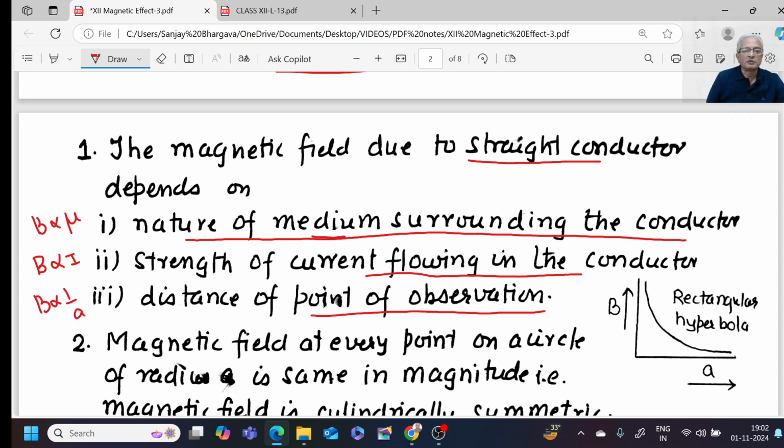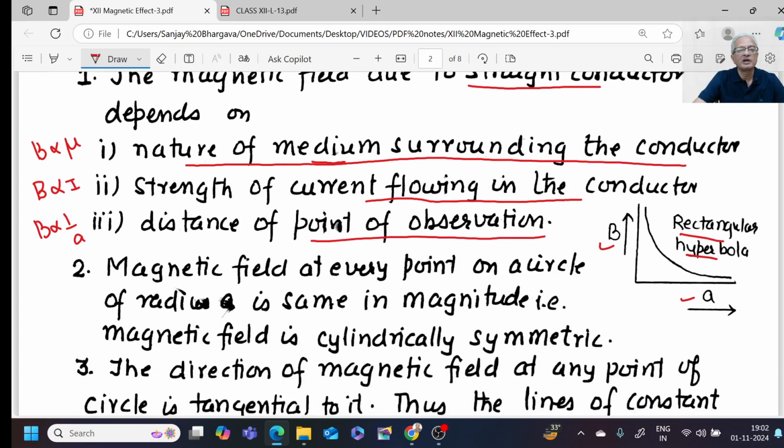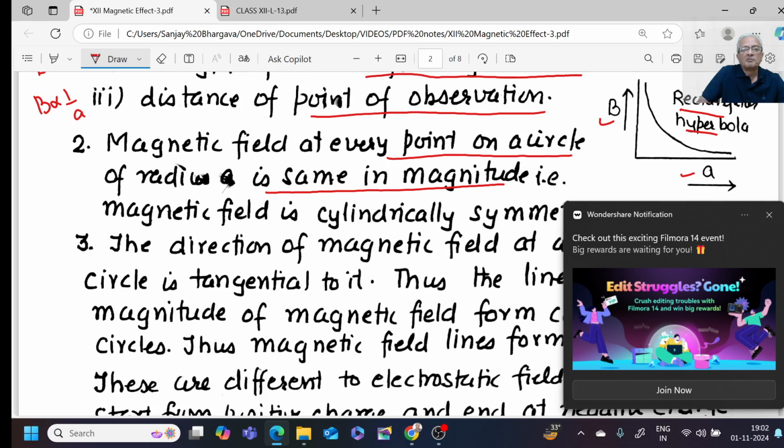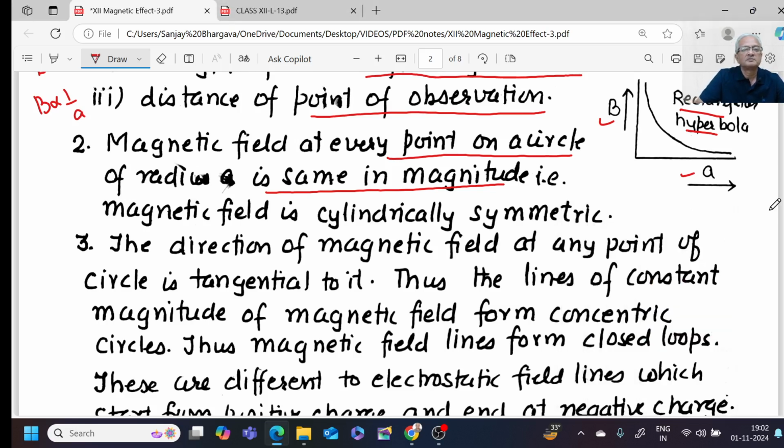We can always draw a graph between B and a. Since B is inversely proportional to a, the graph comes out to be a rectangular hyperbola. As the value of a increases, the strength of magnetic field reduces. Magnetic field at every point on a circle of radius a is the same in magnitude. That is, magnetic field is cylindrically symmetric.